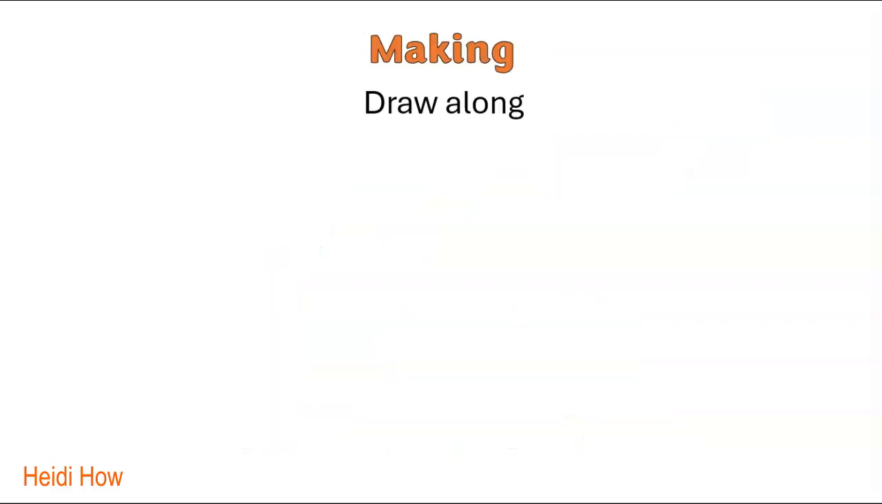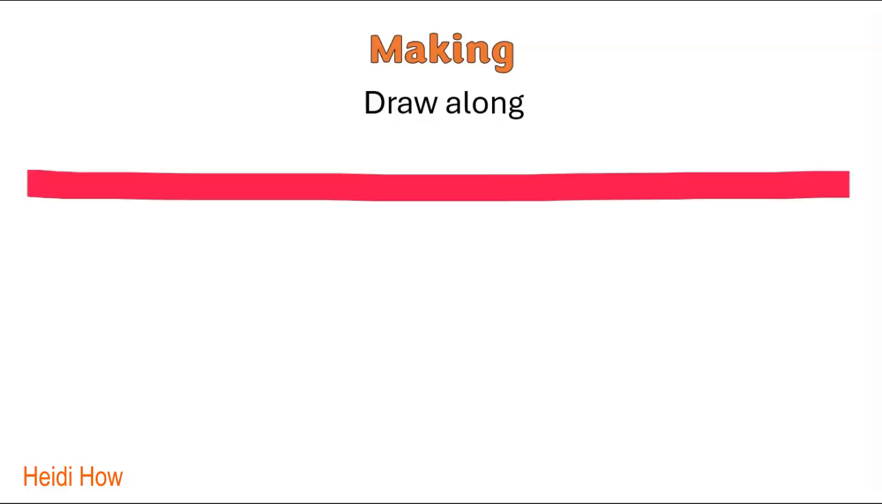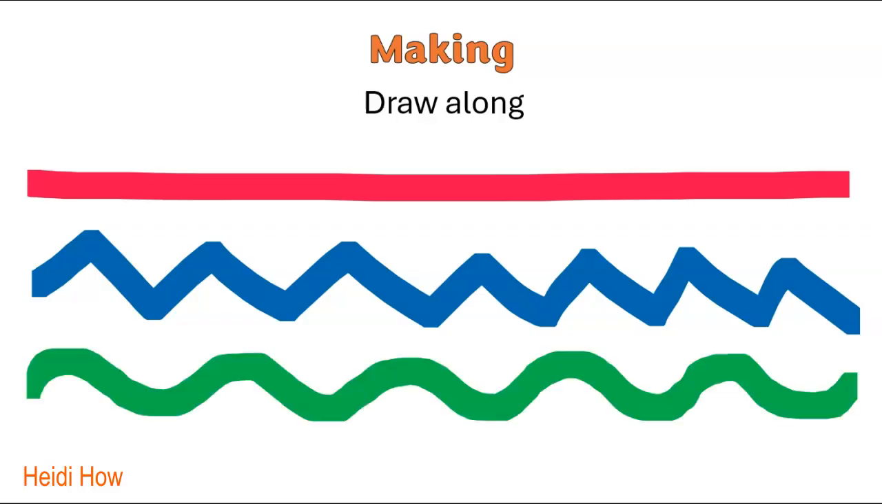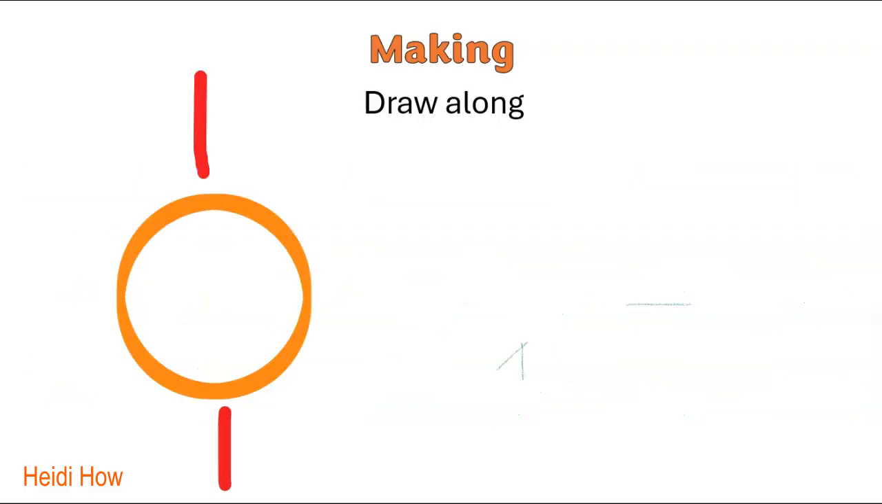Now we're ready to make some art. We do a draw along. I'll draw on the board and they draw on their papers. Who can make a straight line all the way across? How about a zigzag? Zigzag, zigzag, zigzag, zigzag. What about a wavy line? Up and down, up and down. We usually do about 8 or 9 lines, depending on how much time we have and how skilled the kids are.